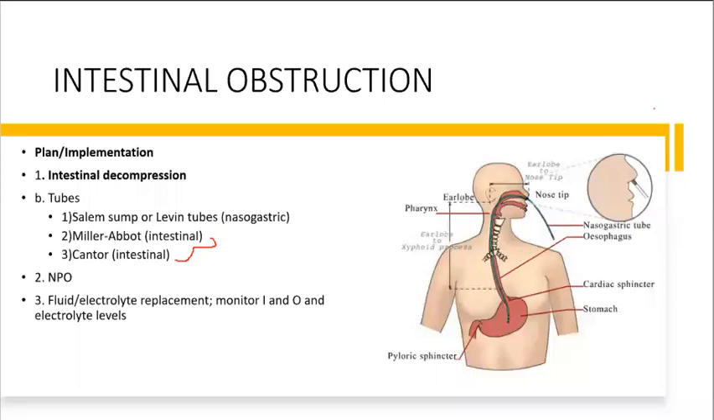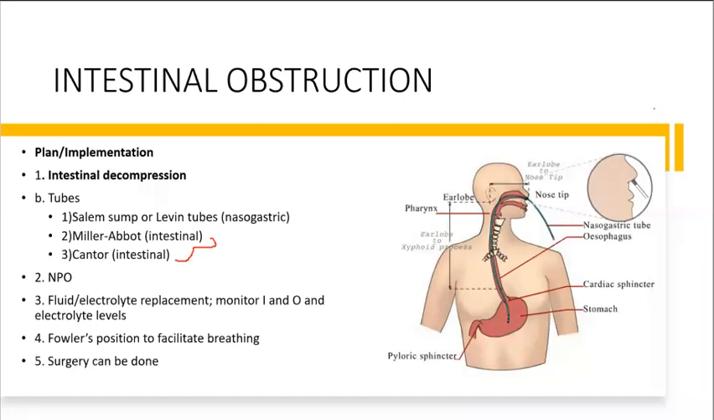We'll need to assist with activities of daily living. We want to provide good oral and skin care. Again, positioning, very important on the NCLEX. So we want to place this client on Fowler's positioning, a position to facilitate breathing. And again, surgery can be done to relieve the obstruction.